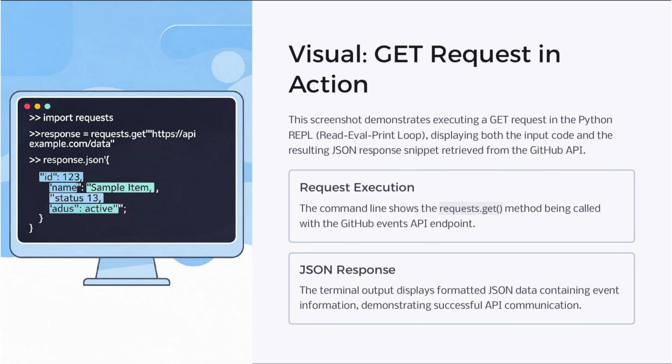Executing a GET request in Python's REPL involves calling requests.get with the GitHub Events API endpoint. The terminal displays a formatted JSON response, showcasing event data and confirming successful API interaction. This visual illustrates the seamless retrieval and display of data using Python's requests module.